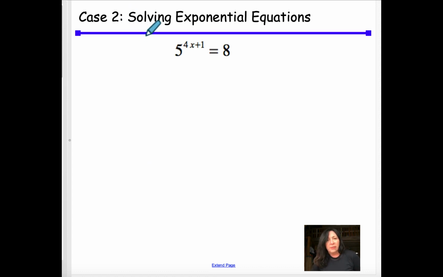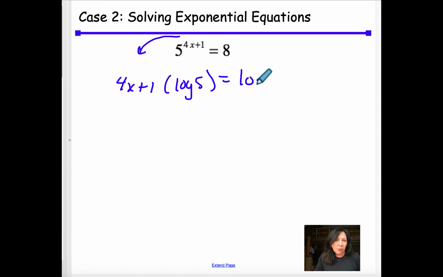Okay. Case number 2, we're not going to be able to get the bases the same. So we're going to take the inverse of this exponential equation and bring this out front. And so we go 4x plus 1 times log of 5 is equal to log of 8. And these are base 10. For this problem, you have a choice. The first choice is to distribute this log and solve for x. The second choice is to divide by log 5 and then solve for x again. So for this, I'm going to use my calculator.